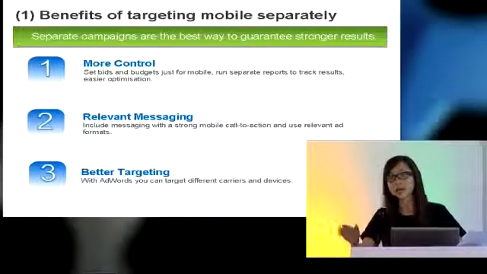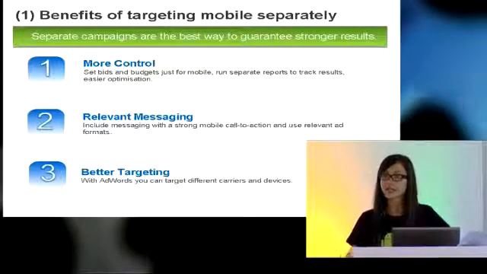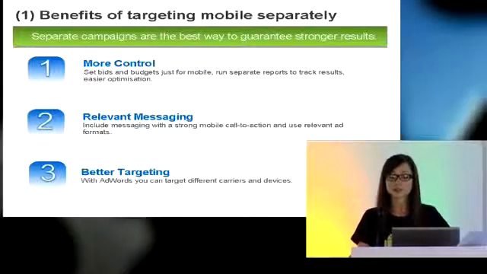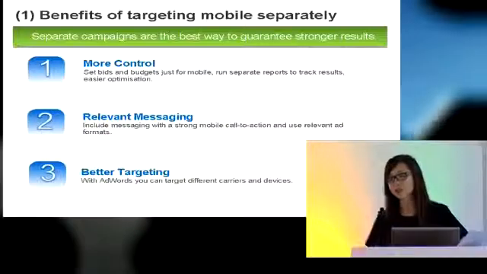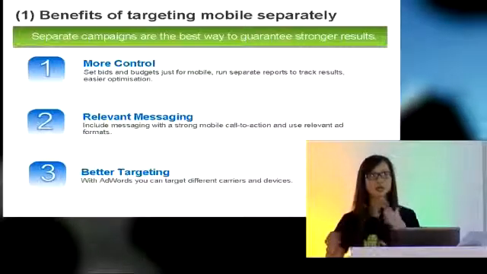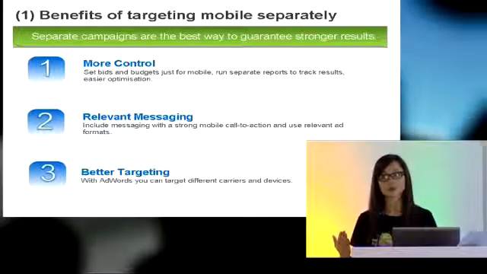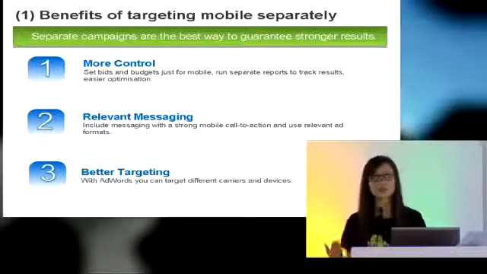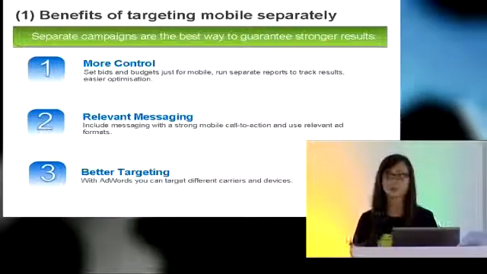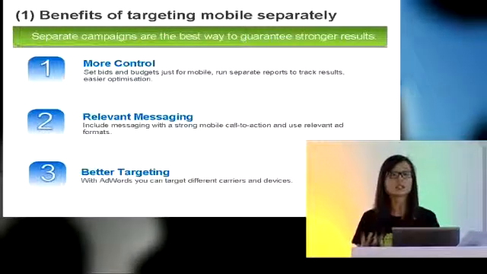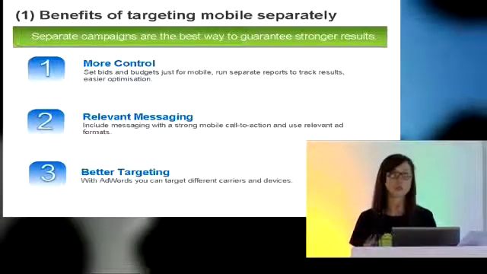Relevant messaging: the M&S example, the Holiday Inn example, you can only do that if you have a separate mobile campaign. And 3, better targeting. So again, if you wanted to do carrier targeting or specific device targeting, do that within a separate mobile campaign. It's very, very easy to do. Those of you who manage AdWords campaigns know that just creating a campaign is easy to do, and you'll understand the return you're getting from mobile better.